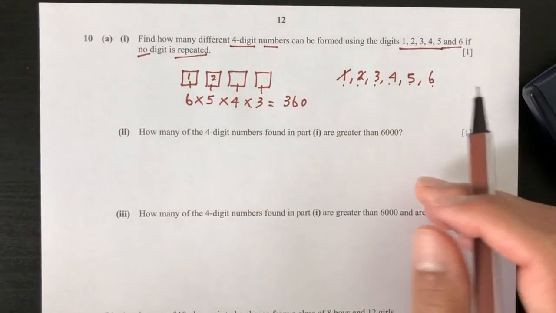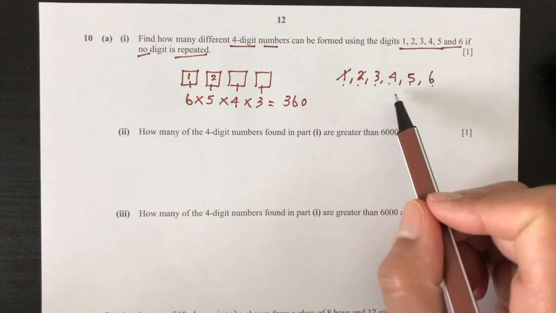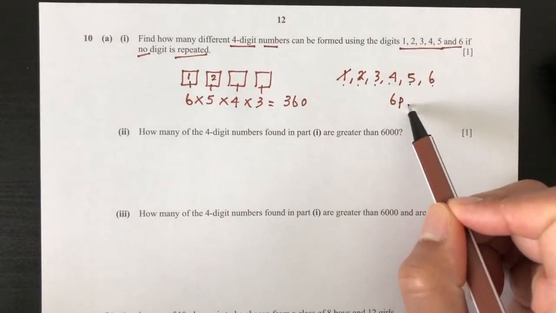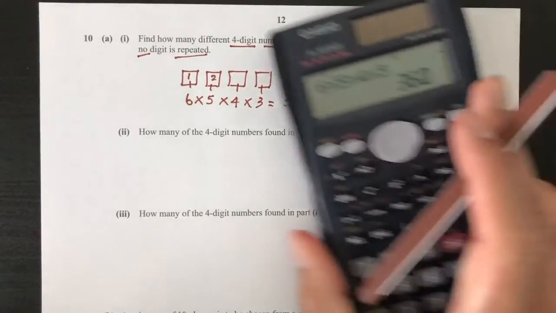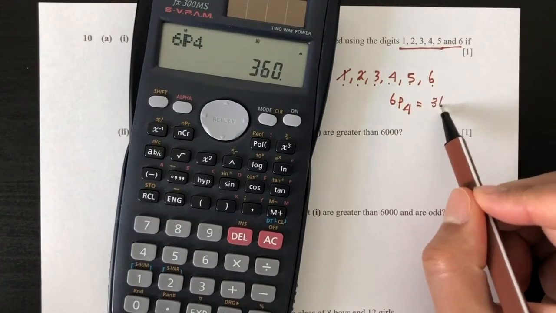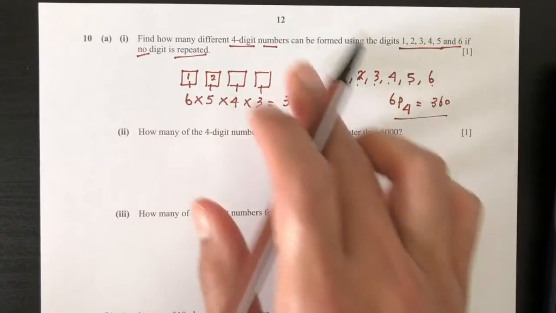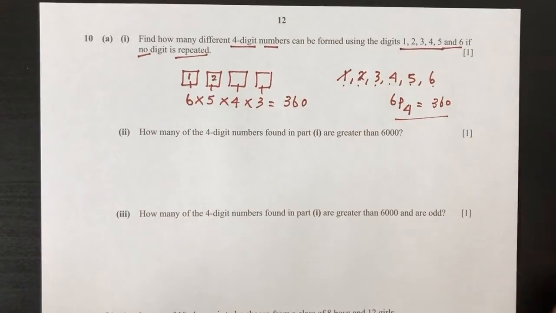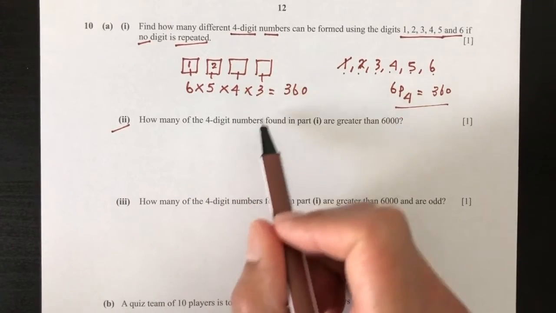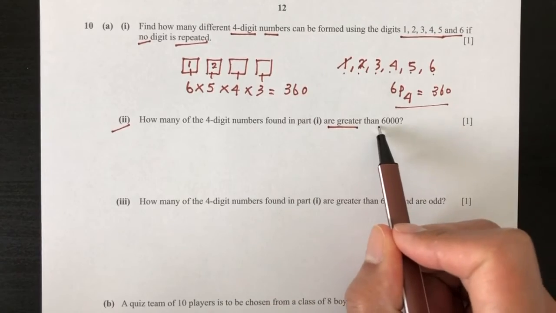But if you want to use a formula, you can do that as well. Because we have 6 numbers and we have to choose 4, we permutate 4, that is 6P4. That should be 360 as well. But I always like to do it this way because I understand better with this kind of method than with formulas. Now for part 2, how many of these numbers, out of 360, are bigger than 6,000?